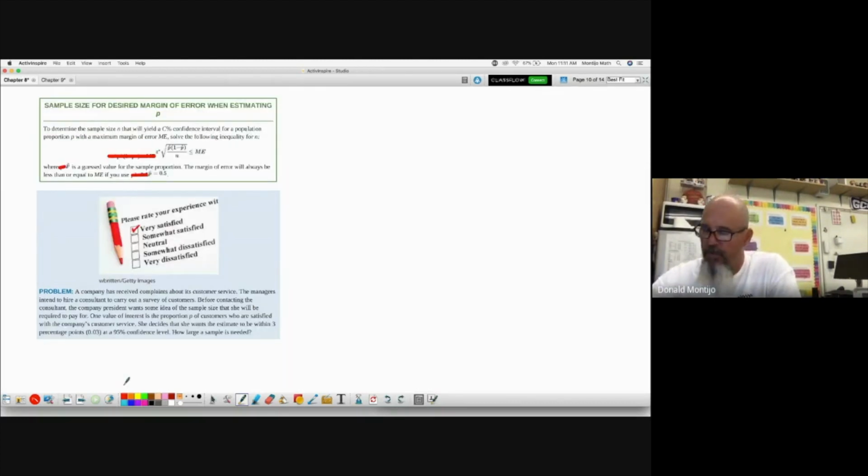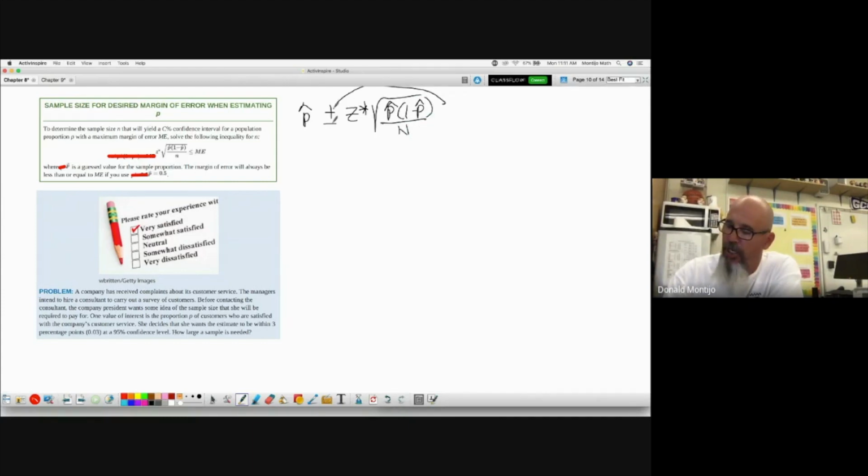Okay. So the margin of error, remember, is everything behind the star. So we've been looking at categorical data, or one sample, one proportion z intervals. So p hat plus or minus z star times the square root of p hat times 1 minus p hat all over n. This chunk here is the margin of error. So if they tell us what margin of error we want, we can calculate how big of a sample we would need to do that. The smaller the margin of error, the larger the sample is going to be.